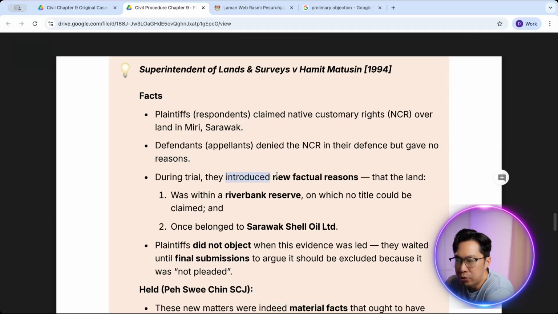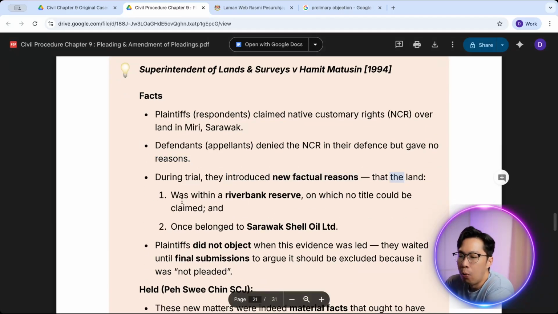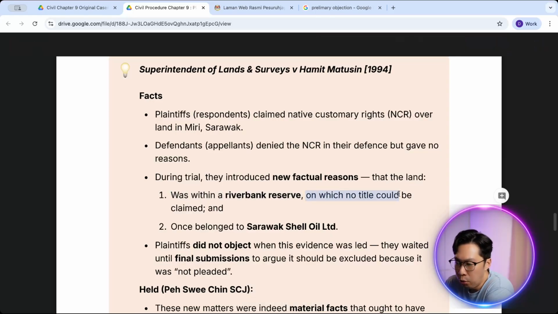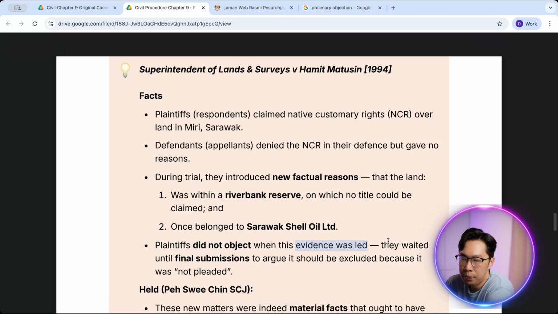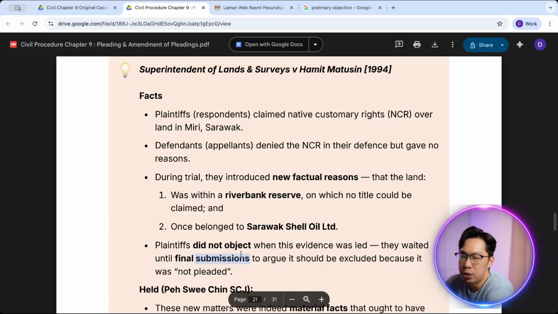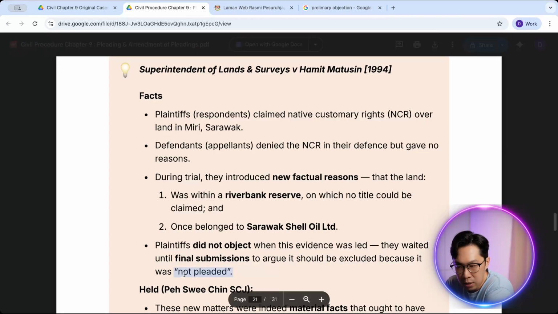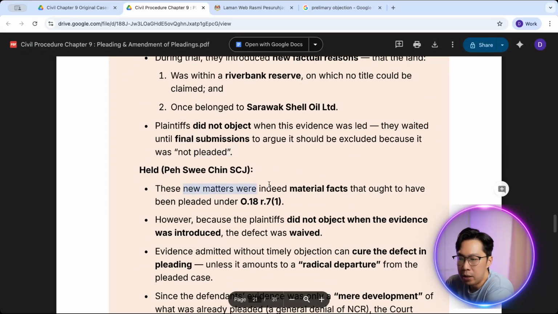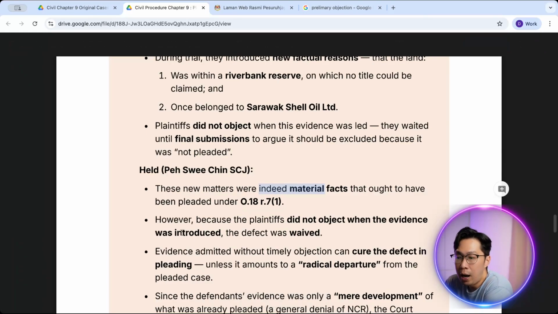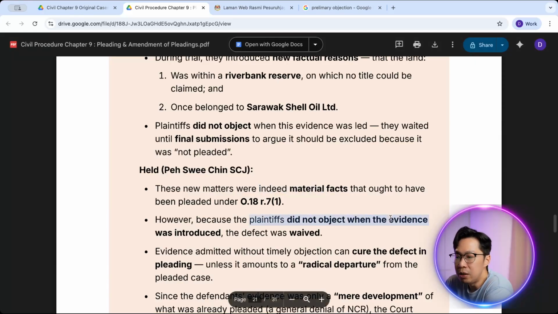During the trial, they introduced new factual reasons: that the land was within a riverbank and no title could be claimed, and that it once belonged to Sarawak Shell. The plaintiff did not object when this evidence was led. They waited until final submission to argue it should be excluded because it was not pleaded. So they said, defendant, you cannot rely on it because you didn't plead. These new matters were indeed material facts that ought to be pleaded. However, because the plaintiff did not object when the evidence was introduced, the defect was waived.